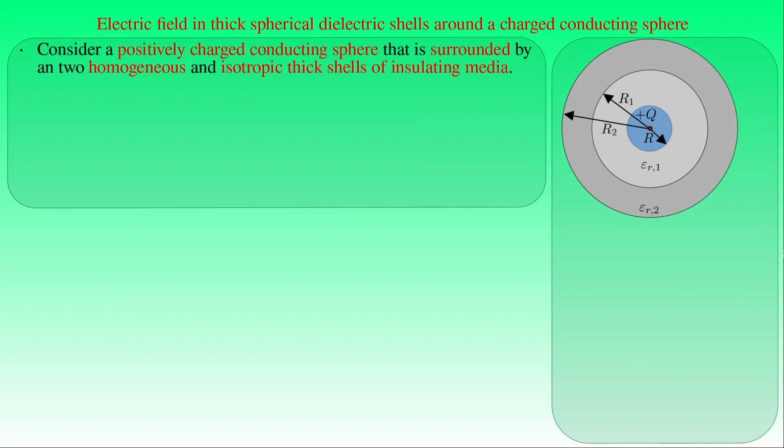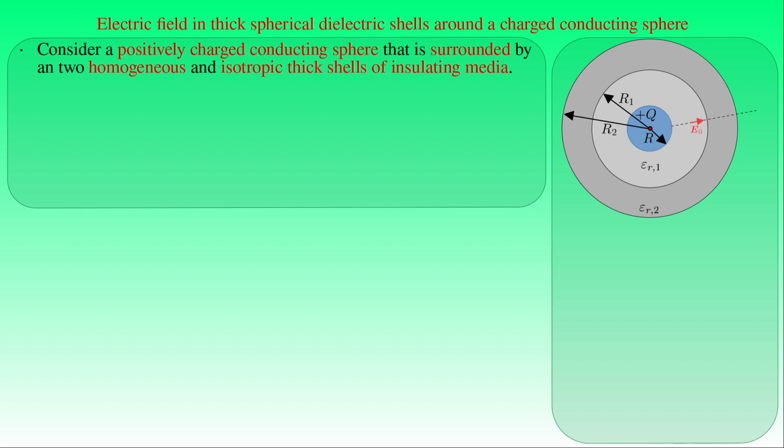In the next example we determine the electric field in thick spherical dielectric shells enclosing a charged conducting sphere. Here we consider a conducting sphere of radius R with the positive charge Q that is surrounded by two thick spherical shells made of homogeneous and isotropic insulating materials with the relative permittivity epsilon sub R1 and epsilon sub R2. The outer radii of the shells are denoted by R1 and R2.